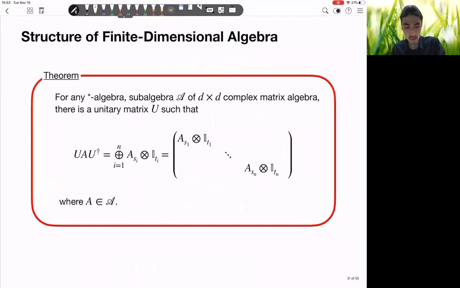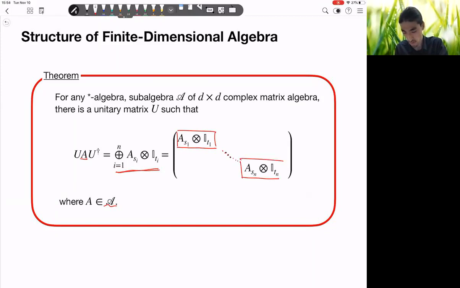Now, what's interesting is using this theorem for finite dimensional matrix algebra, we can see something interesting. Moreover, this theorem makes a nice transition from the Heisenberg picture to the Schrodinger picture. The theorem says that for any star algebra, pick some algebra A, which is a D by D complex matrix algebra, there is a unitary matrix such that for any A in the subalgebra, it has this block diagonal decomposition. The first sector is this, the second sector, the third sector continues, up to some N-th sector.